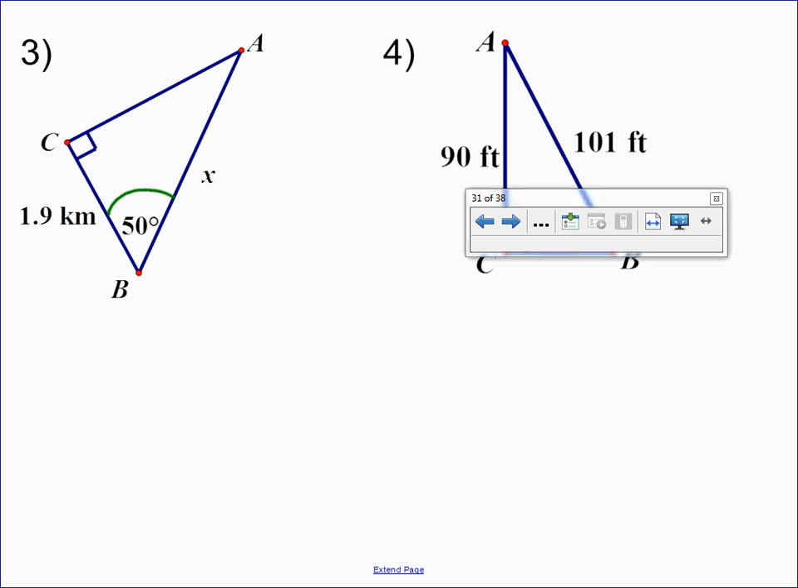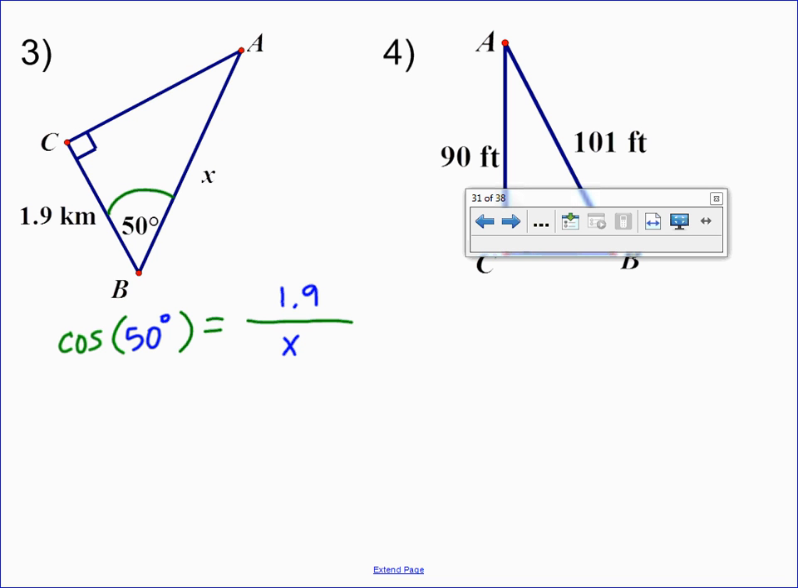What are we going to use for this one? Taylor and Jarrett? Cosine. Raise your hand if you have the same as Taylor and Jarrett. Cosine? Good. Thanks, hands down. Cosine of an angle equals a fraction. In this case, my acute angle is 50 degrees. My fraction is the ratio of adjacent side length over hypotenuse side length. Adjacent to 50 degrees, but not the hypotenuse, is 1.9 kilometers. The hypotenuse is x kilometers.